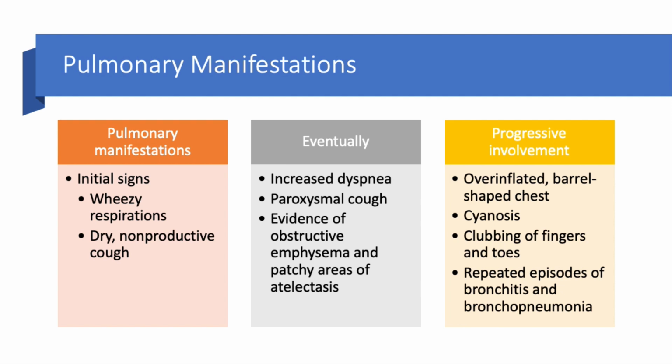You can see some of the pulmonary manifestations on these lists here. Wheezing is caused by turbulent flow of air going past mucus. They typically say they can't breathe and have a cough. Mucus plugging inside of the lungs prevents air from going past the plug, which is what we refer to as atelectasis. And with progressive involvement, you can see a barrel-shaped chest, clubbing of fingers and toes, and like we said earlier, repeated episodes of pulmonary infections.